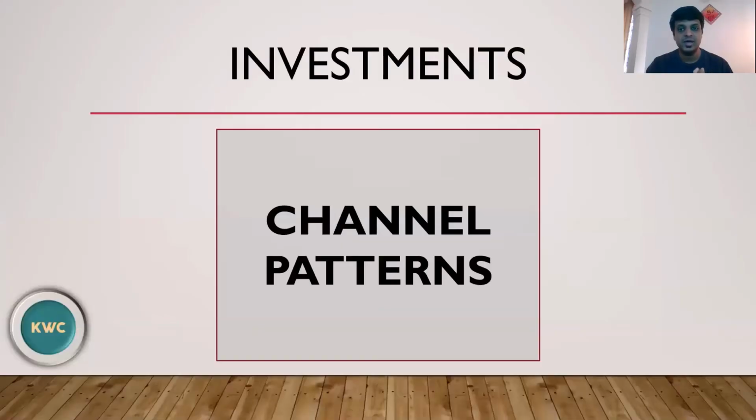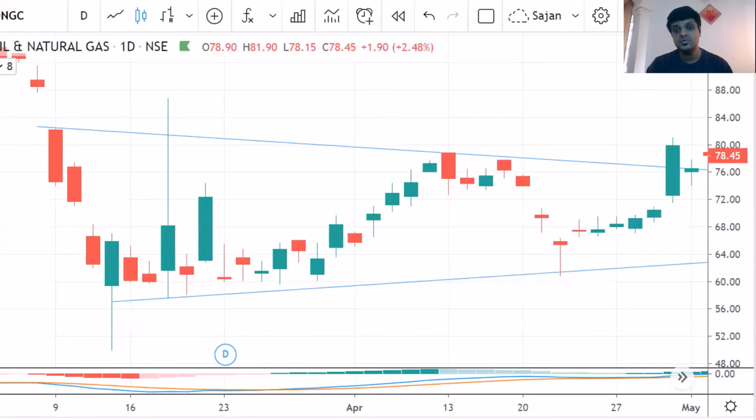Okay. Now there are also channel patterns. Now I want you to know that resistance and support doesn't always work in horizontal lines. It can sometimes be at angles, and so you can observe here. This is ONGC. You can see how there is a channel being created. The oscillations are slowly becoming smaller, and so there's a channel that's being created. But at the same time, it's not a triangle and it's not straight lines or horizontal lines.